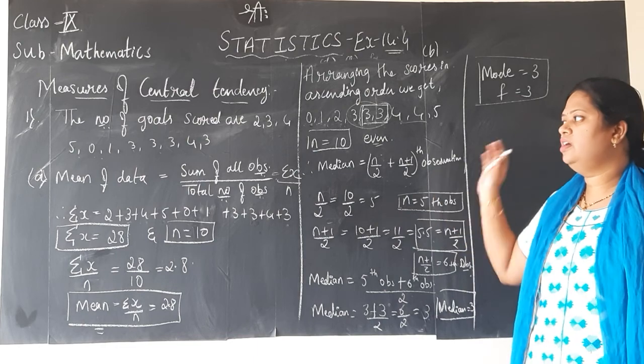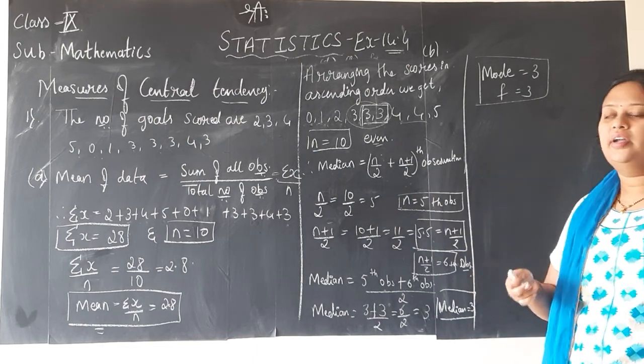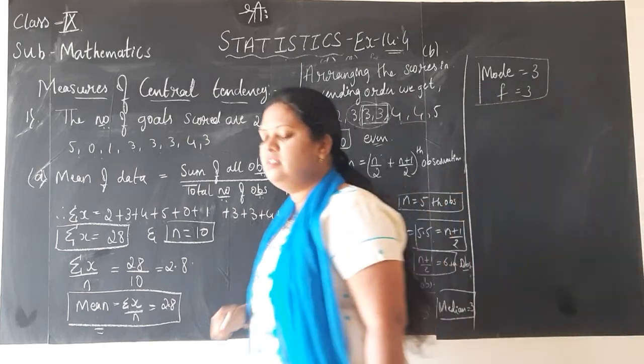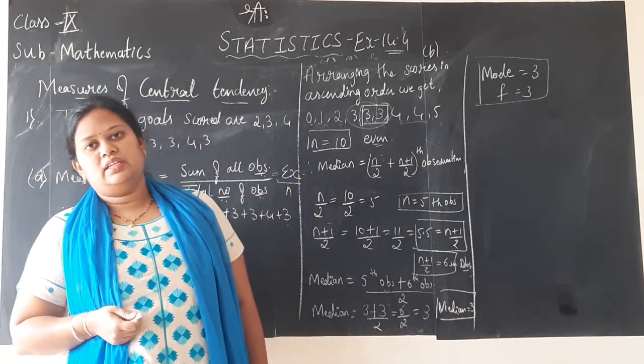Hence mean, median and mode. Like this you should find them out. This is a 4-mark problem, children. Easily you can score marks. Practice it well.